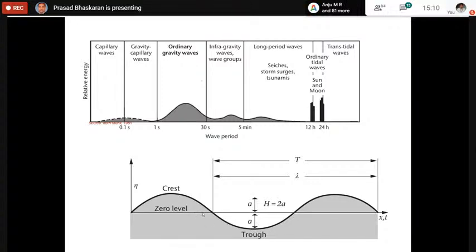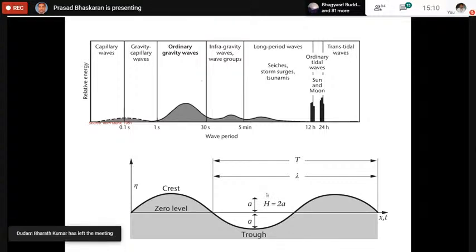So this solid line that you find here is the mean sea level. You have the amplitude which is contributed by the crest and the amplitude which is contributed by the trough, and double of that gives you the wave height. Similarly, you can find out the wave period. The number of waves crossing a particular location gives you the indication of the wave period, and the direction in which the waves are moving gives you the indication of the wave direction.